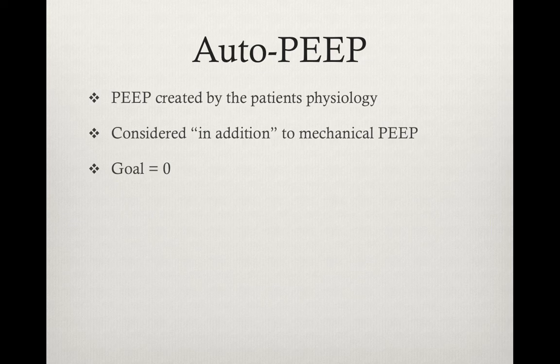Now auto-PEEP, it's exactly what it sounds like. It is the PEEP that's created by the patient's natural physiology. So if you have a patient who has COPD or real bad asthma and they're air trapping, well, that air inside that closed circuit is going to create a pressure. So we're going to measure auto-PEEP by performing an expiratory hold on our ventilators. During the expiratory hold, that will tell us how much pressure is left in the lungs. Now the thing to remember about auto-PEEP is it's in addition to mechanical PEEP.